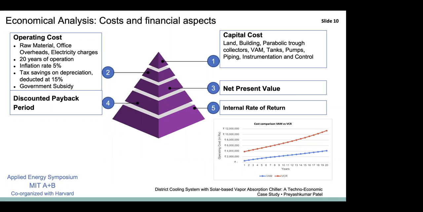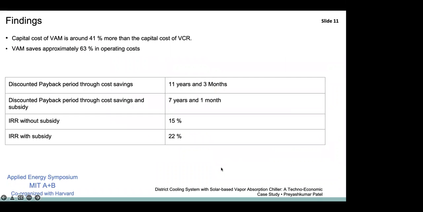Furthermore, to prove the viability of the project, we have calculated net present value, discounted payback period, and internal rate of return. The graph in the bottom corner represents the cost comparison between VAM and VCR based district cooling system for 20 years. From the viability analysis, it is obtained that capital cost of VAM is around 41% higher than capital cost of VCR. On the other hand, VAM saves approximately 63% in operating cost.